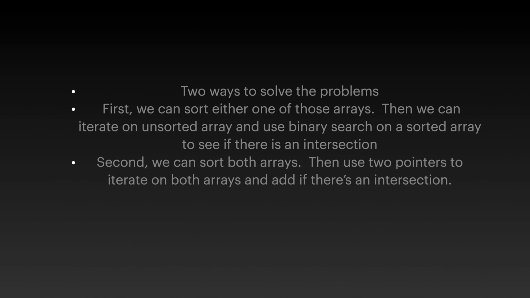And for the second approach, we can sort both arrays, and then we will use two pointers to iterate on both arrays, and if we have the same elements on both arrays, then we just add that number to our set, and then we can just return it as an answer.